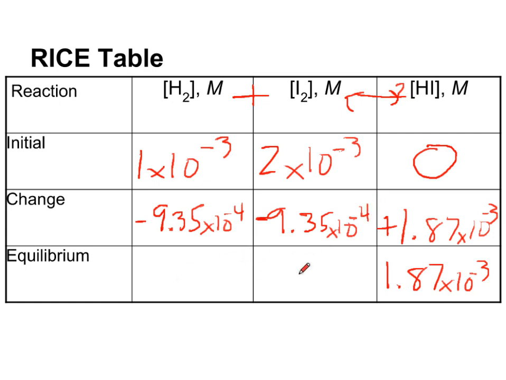So to fill out this equilibrium part, we just need to subtract 1 times 10 to the negative third minus 9.35 times 10 to the negative fourth. That's going to give us 6.5 times 10 to the negative fifth at equilibrium for H2, and then 2 times 10 to the negative third minus 9.35 times 10 to the negative fourth is going to give us 1.07 times 10 to the negative third. Now we've solved for the concentration of each part of the reaction at equilibrium.